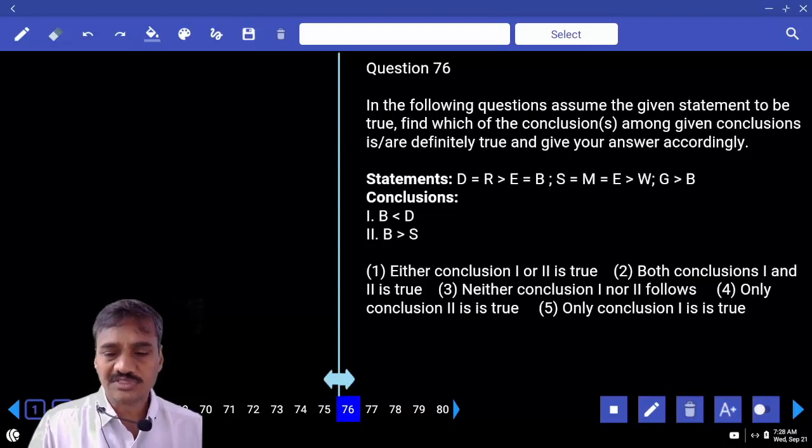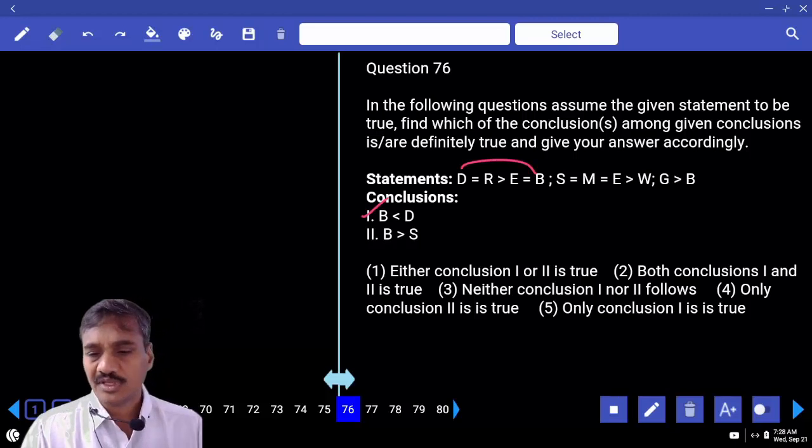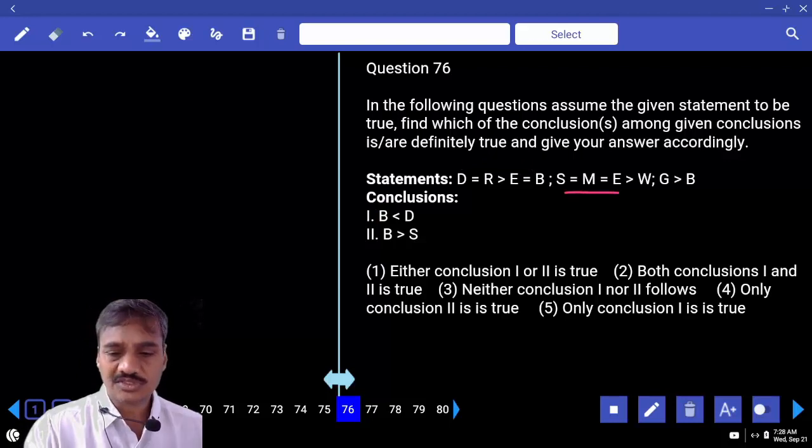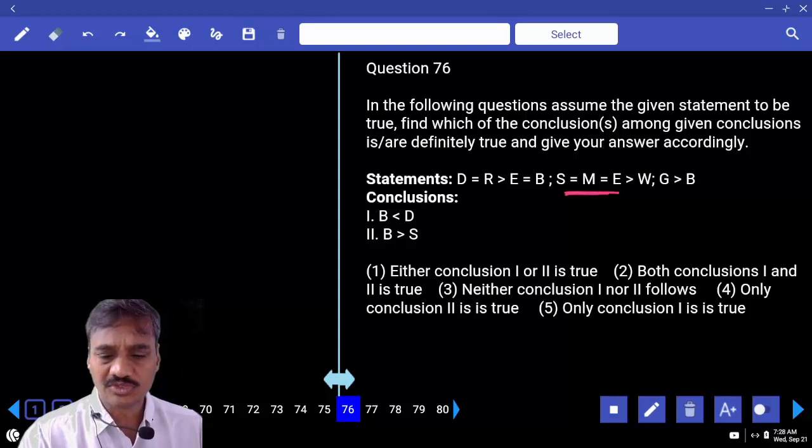Now in this 76, the relation between B and E. D greater than B means B lesser than D. And again B and S. Now the relation between B and S, equals to M equals to E, and in this case let us take E. S equals to M equals to E, B and S. B is here. Now in the place of E, let us take S. This goes together. And S equals to B.